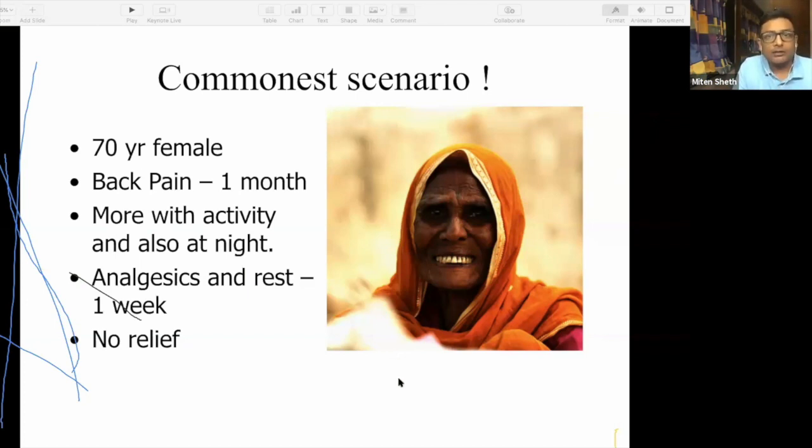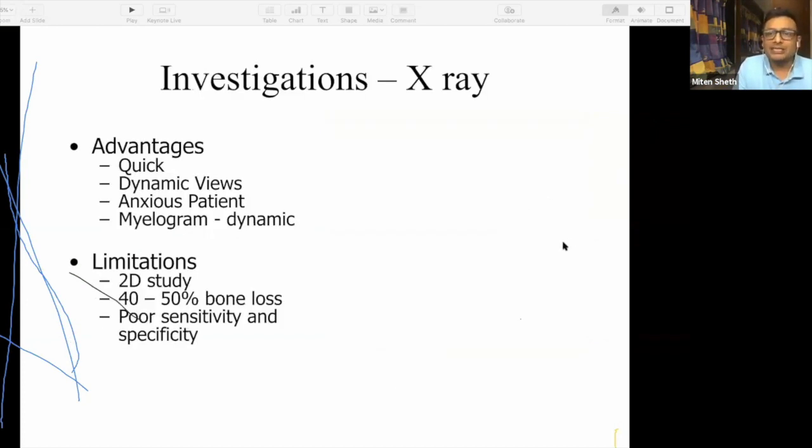But here, what would you like to do in terms of investigations? So the basic investigation that either the patient is going to come with or you're going to do is an X-ray. Why X-ray? Because it has got several advantages. One, it is a very quick imaging. Second is that you can actually see what is happening in a dynamic view.